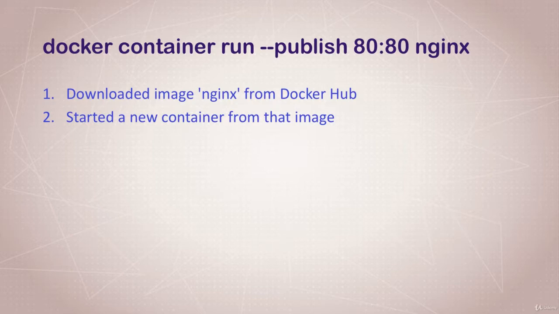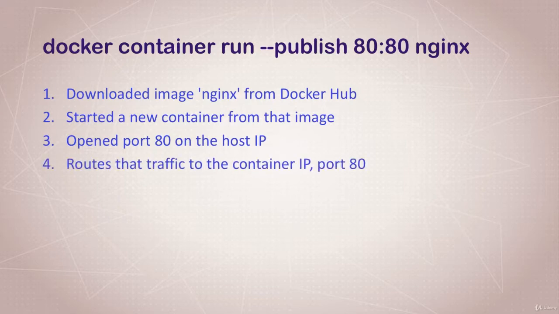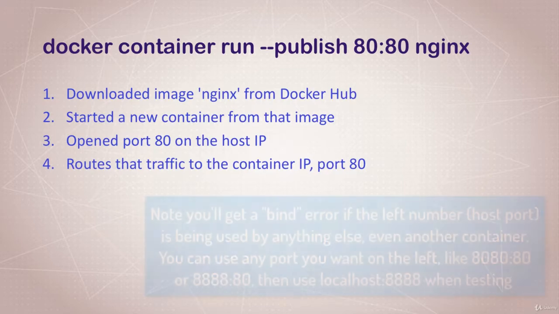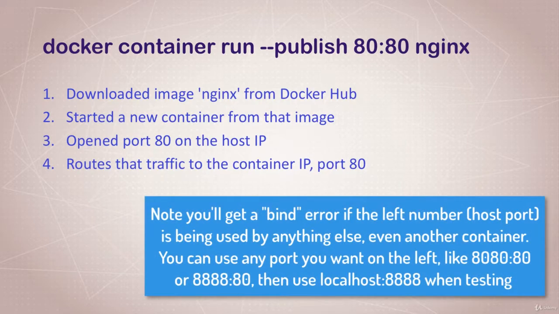The publish part of the command exposes my local port 80 on my local machine and sends all traffic from it to the executable running inside that container on port 80. And since Nginx is a web server, it's going to default to port 80, and the traffic just forwards automatically through my browser to my localhost and into that container.